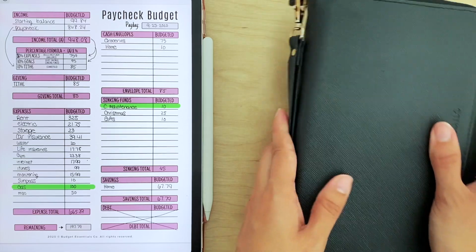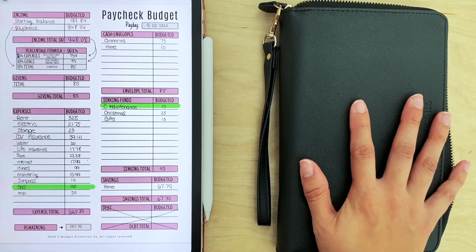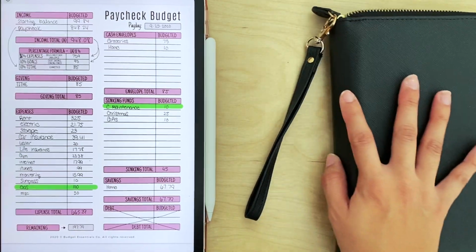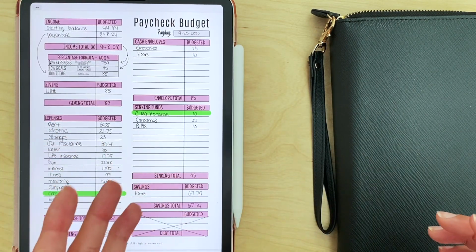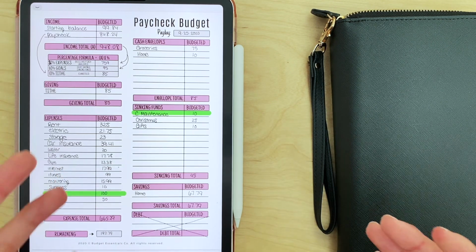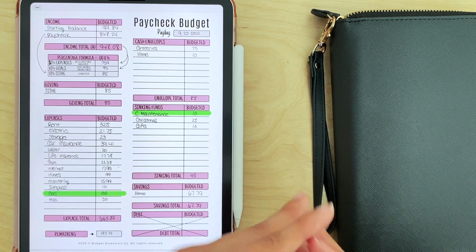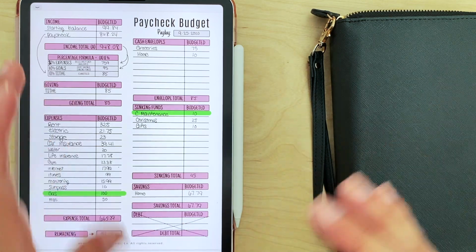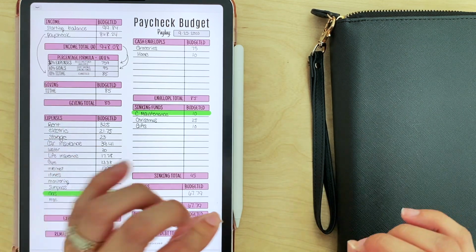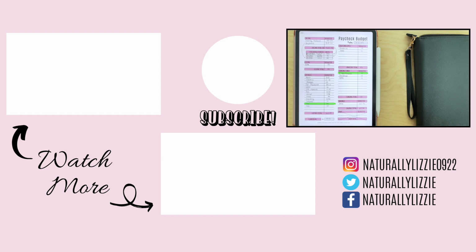So my cash envelopes are all stuffed, my sinking funds are all stuffed, and that is how we do our paycheck budgeting. I really hope that this inspired you to get on a written budget and do something that works for you and your family. What works for me may not necessarily work for you, and that is totally fine. Customize it, tweak it the way that makes sense and allows you to achieve financial freedom. That is my whole purpose, and this is helping families find freedom in their finances.